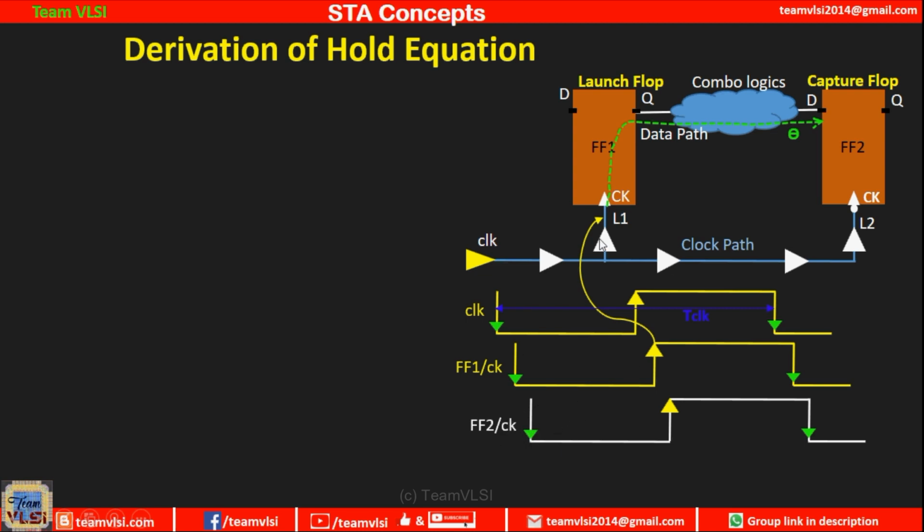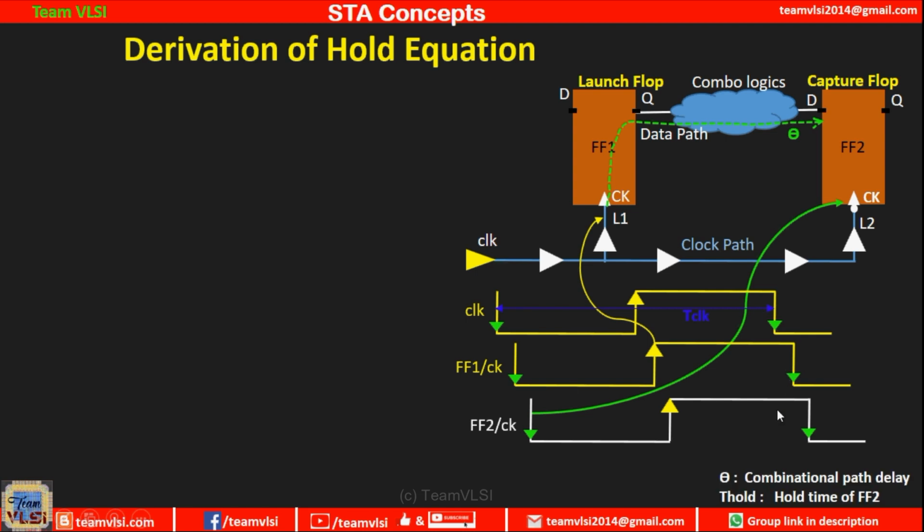So our data path should not be fast enough that it will reach before the proper capture of the data on the previous cycle. So we have to check the hold on this edge, right? Okay, so we have to check the hold on the previous negative edge, that means on this edge. So obviously, this is very relaxed for the hold check.